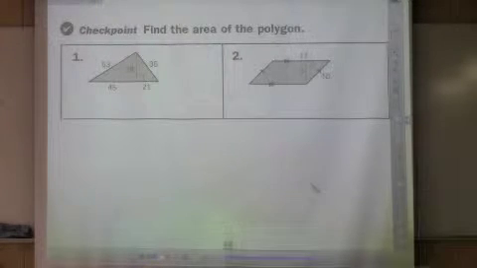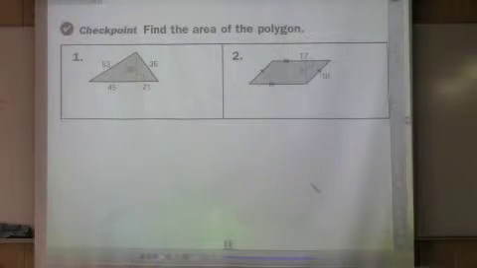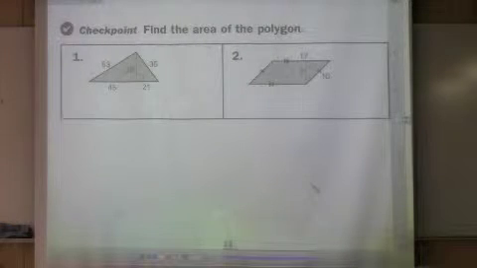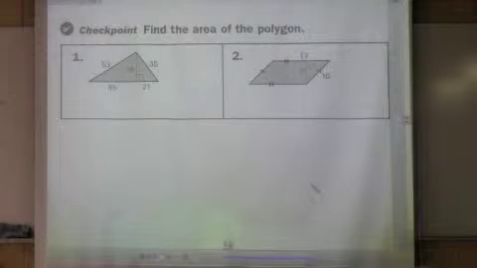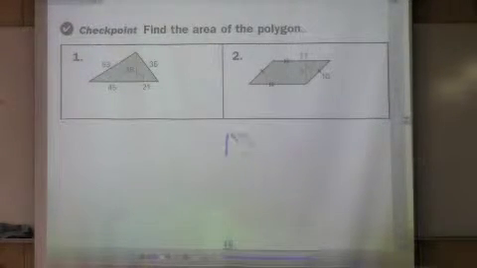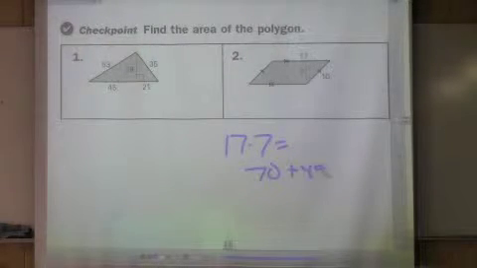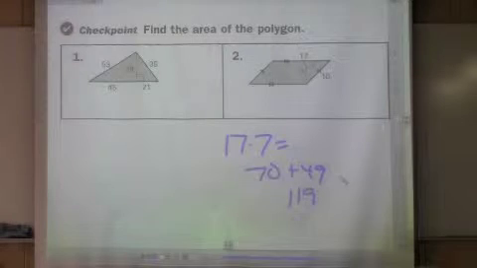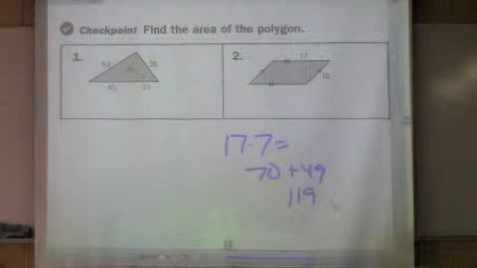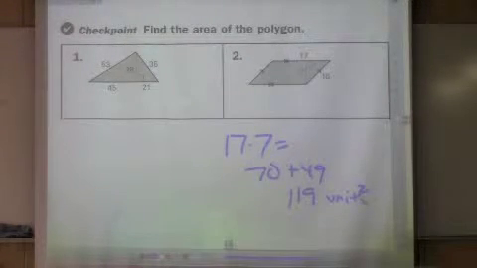Who could do number 2 really quick for me? Steve? 119, base times height. Base, 17, height, 7. 10 times 7, 70. 7 times 7 is 49. Add them up, we're at 119 what? If we're not labeled, we're going to call it square units.